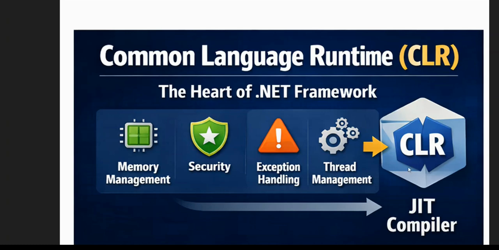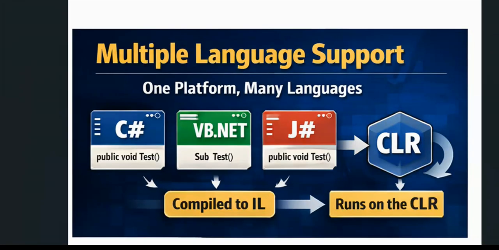Another powerful feature is .NET Framework language interoperability. A developer can write the application using different languages, such as C Sharp, VB.NET, J Sharp.NET. All the languages compile into something called intermediate language, and then CLR executes this IL code. This means developers can use different languages but still run on the same platform.